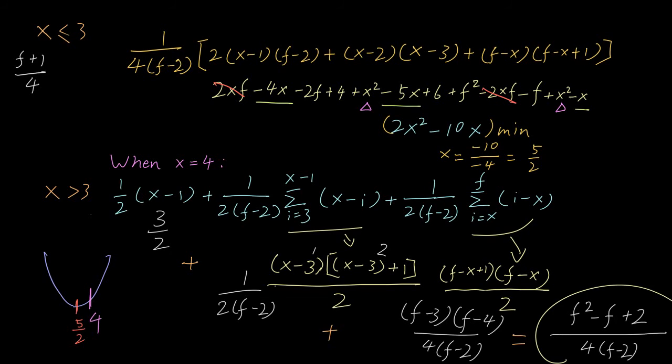And we'll compare this with 4 under f plus 1, which is the minimum value of the situation when x is less than or equal to 3. So if we make them have the same divisor, we'll get f plus 1, f minus 2 as its dividend, and we'll get f squared minus f minus 2 instead. And when x is greater than 3, the minimum value is plus 2. So obviously the minimum value of the first situation is smaller, so the answer is clear.